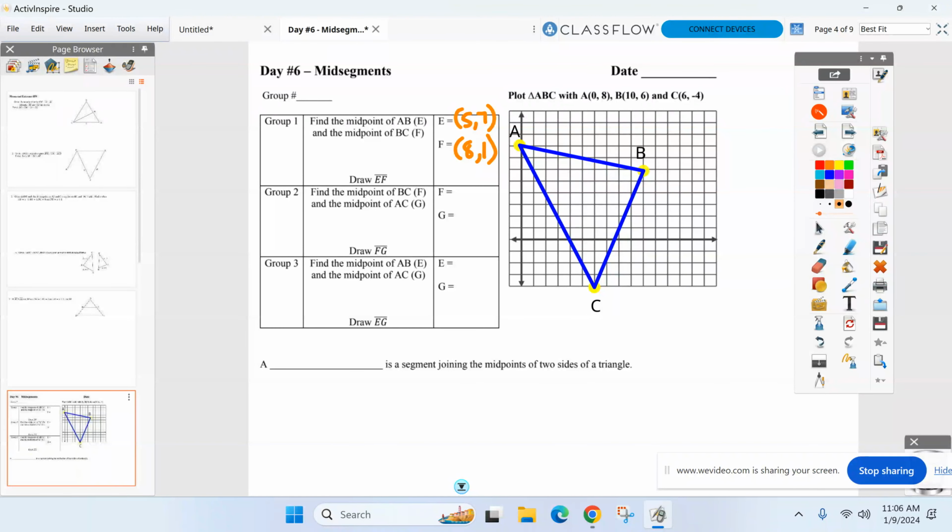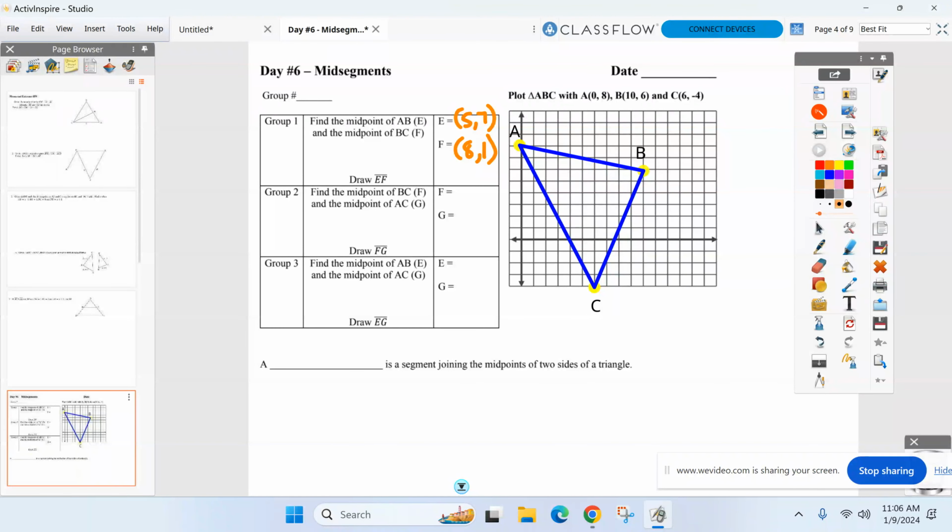Sure, I'll call on somebody here. Aiden, finish this up, please. 16. 16, yep. All right, we good?